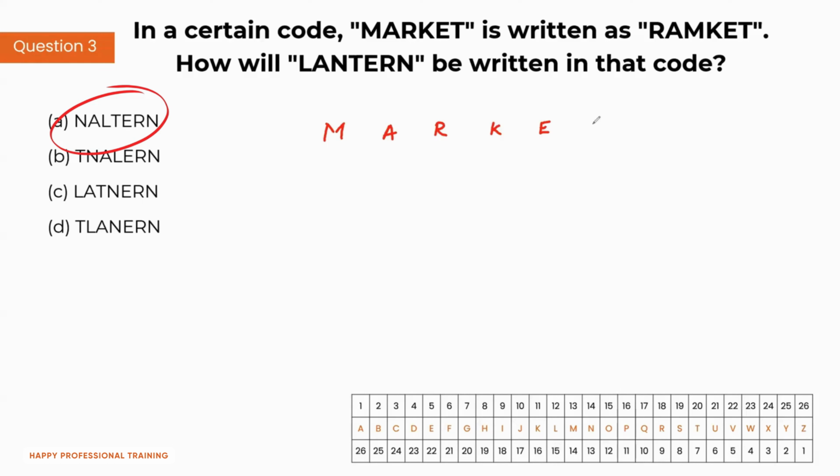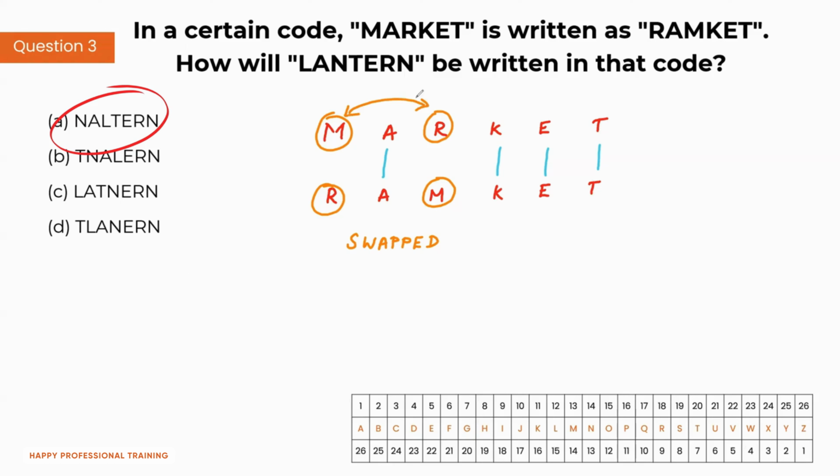Here, market is written as R-A-M-K-E-T. Here, most of the letters remain the same, A, K, E and T. If you look closely, the first and the third letter are swapped. Here, M becomes R and R becomes M. Let's apply the same thing to lantern. Except for the first and third one, let's write all the remaining letters. Now swap L and N and it becomes N-A-L-T-E-R-N. So A is the right answer.